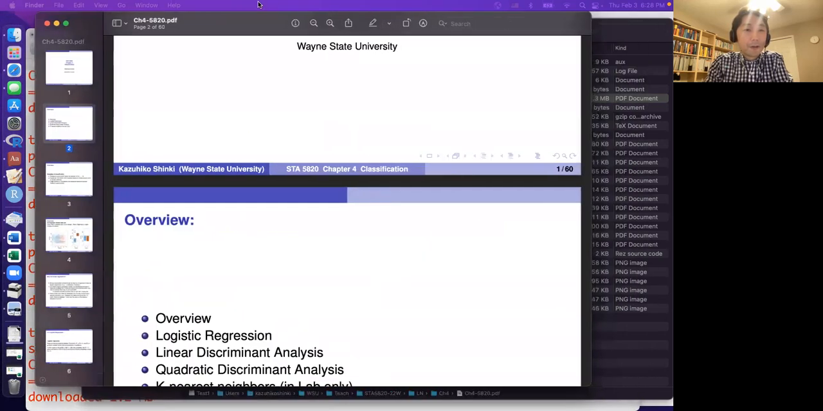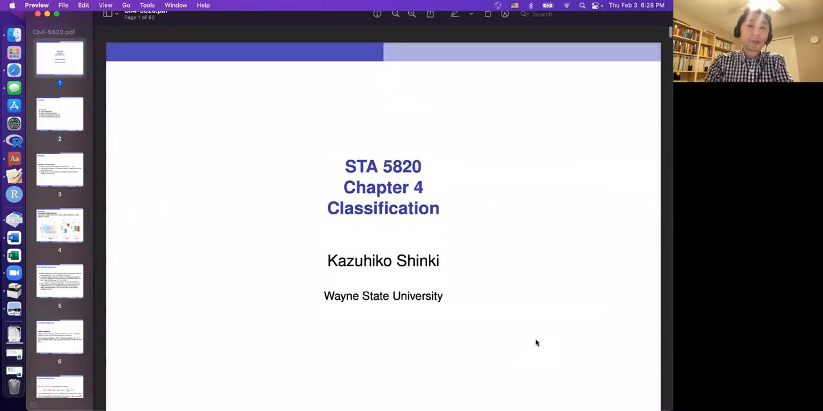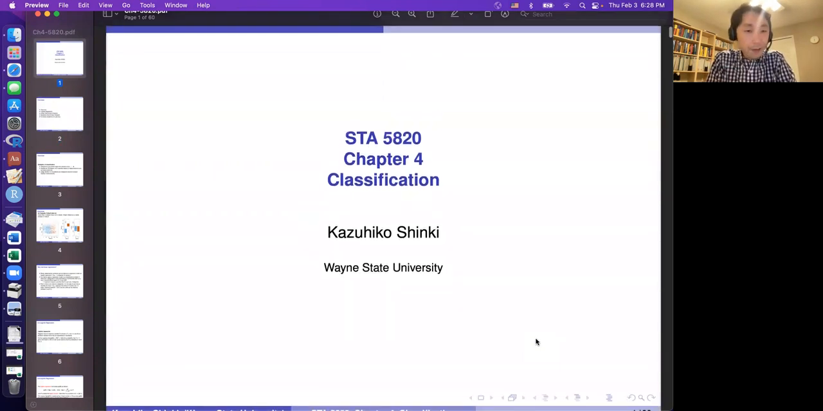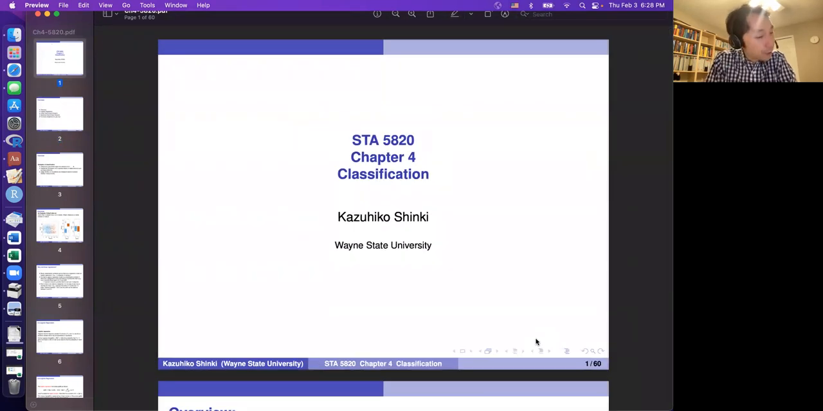Okay, so go to chapter 4. Chapter 4 is classification. We discussed a little bit about logistic regression in 5030, but here we discuss classification in more detail, and I fully explain logistic regression from scratch, because in other classes, even when they discuss logistic regression, it's just minimal. So I discuss it a little more.